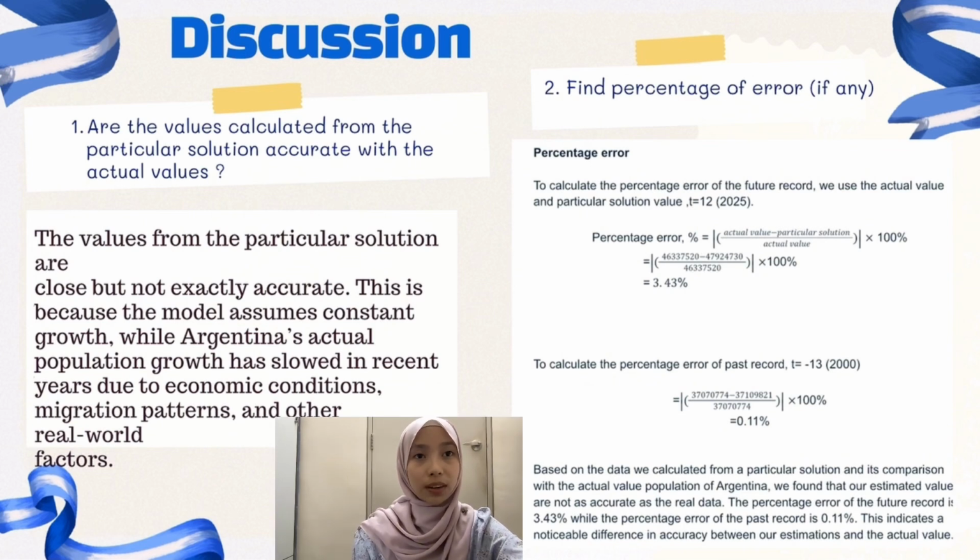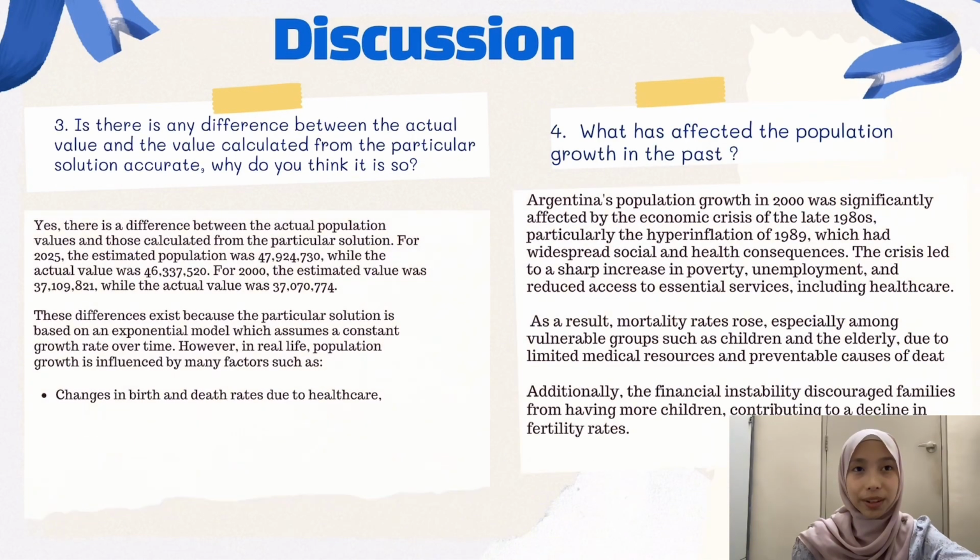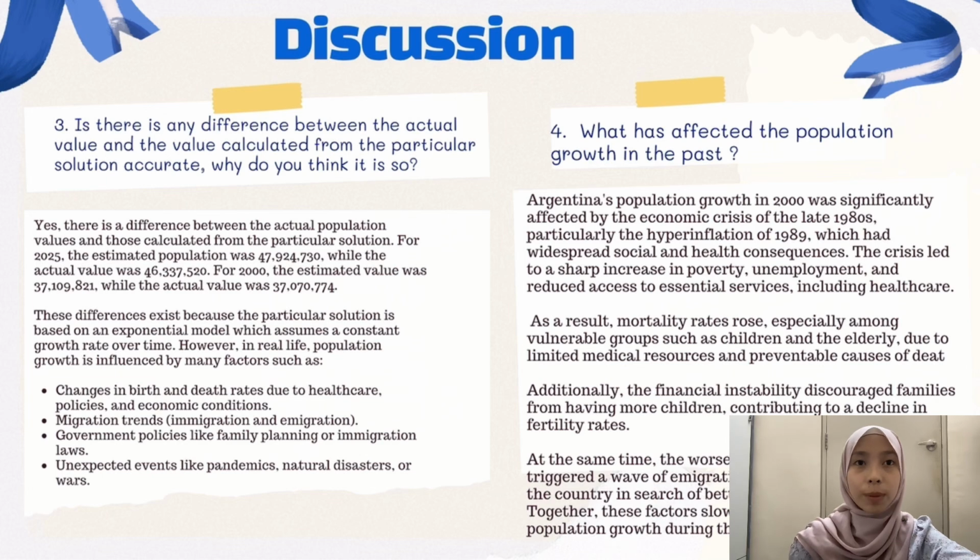Furthermore, we also calculate the percentage error for both future and past records. For the future records, we use the value at t equals 12, which refers to year 2025, and for past records, we use t equals negative 13, which refers to year 2020. Based on the data that we calculated, the percentage error of the future record is 3.43%, whereas the past record is 0.11%. Furthermore, there is a significant difference between the actual population values and those calculated from the particular solutions.